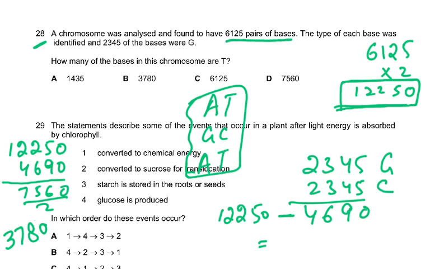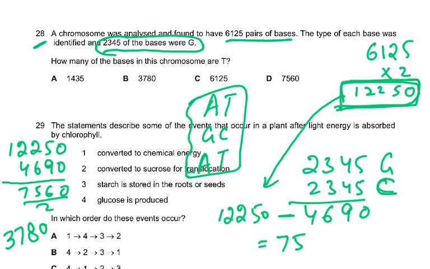Now what do I do? I have been told that the type of each base was identified and 2345 were G. So if 2345 were G, then 2345 were C, G and C. So this comes to a total of 4,690. So I have to subtract that from the 12,250, and this of course comes to 7560. Now that means if G was 2345, then the C was also 2345.